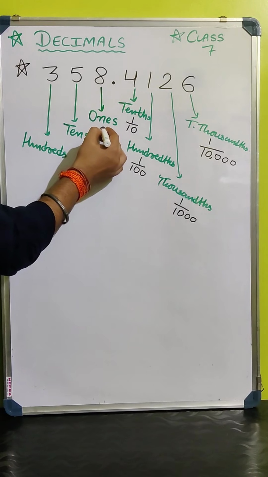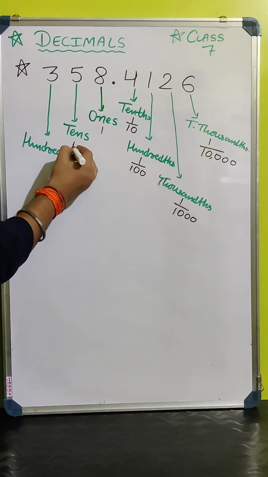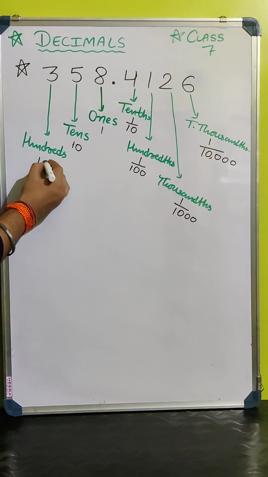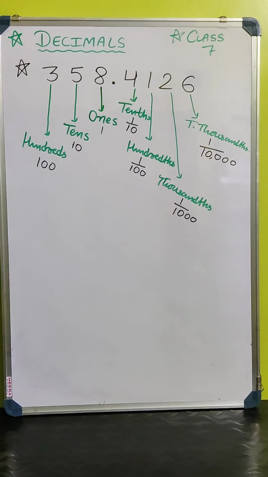Now coming to this one, all of you know about this. What is ones? This is 1. What is tens? This is 10. What is hundred? This is 100. Now for the thousand you will write 1,000, and for ten thousand, 1 followed by 4 zeros. So these are the number system of the decimals.